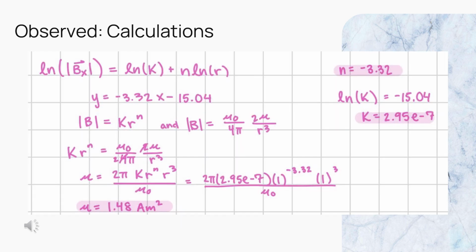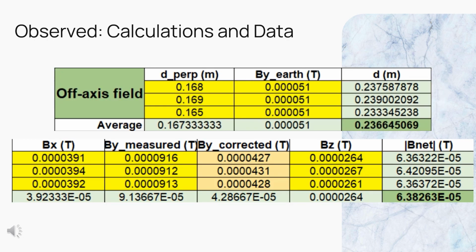My calculations for mu, k, and n using the linearized formula. And then here is the data for the off-axis part, and this was also done using the Excel spreadsheet.